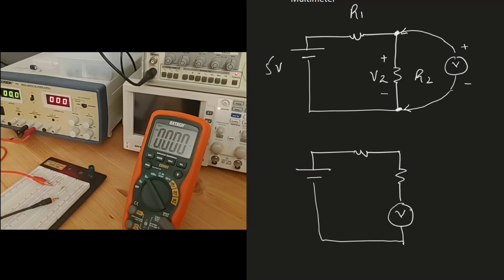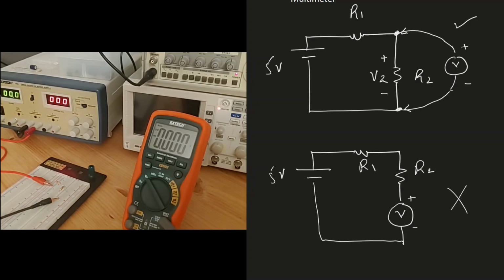So this is my voltmeter, positive and negative terminal, R2 and R1, 5 volt. Now this is incorrect because here the voltmeter is in series with the resistor R2. This is the correct way. And here the voltmeter is in parallel with the resistor R2.